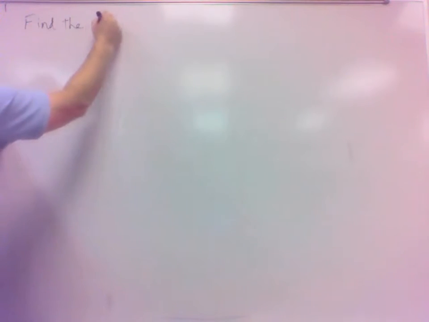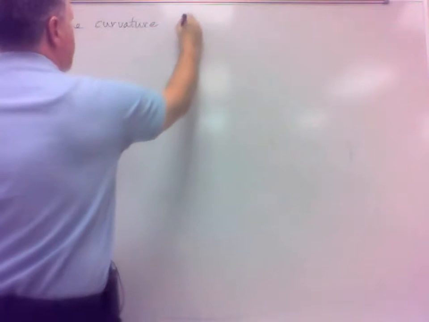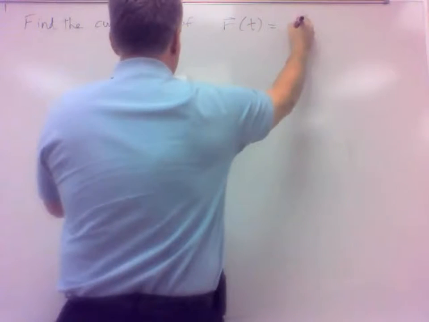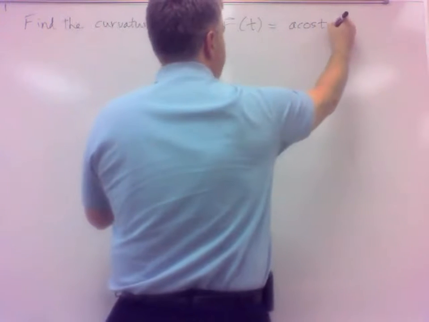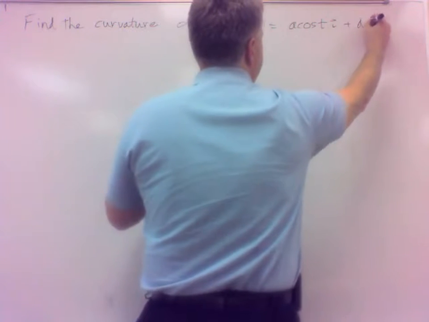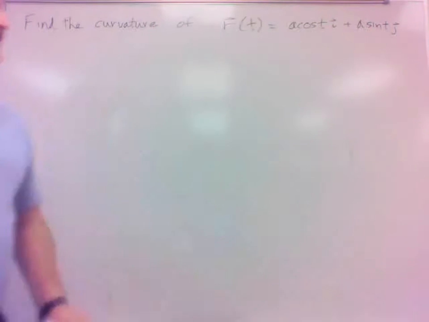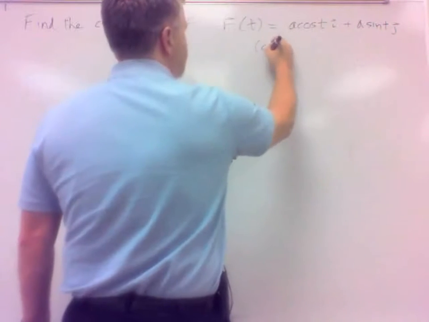All right, so let's find the curvature of our helix. A cosine, oh sorry, no, this is just a circle. A cosine t i plus a sine t j. This is just a circle. That's just a circle with radius a, because that's just two-dimensional, if you will. So that's just a circle of radius a.